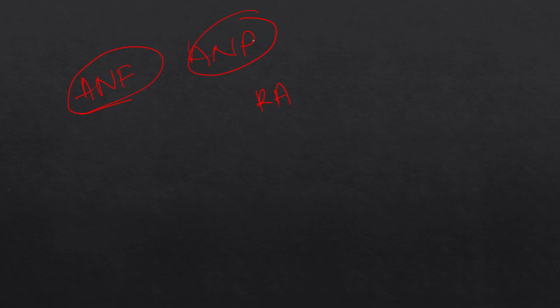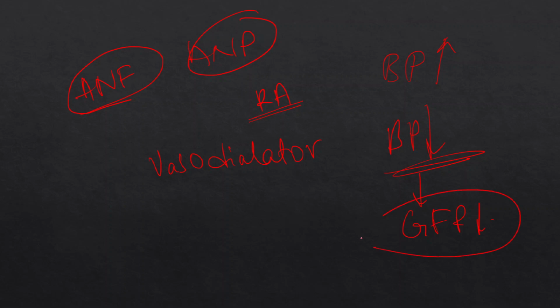So this ANP or ANF, which is released by the right atrium, is a vasodilator. This is the only thing which is given in your textbook. Whenever the BP increases, it is released from the right atrium and it reduces the BP. On reducing the BP, GFR automatically gets reduced. That is the regulation, guys.